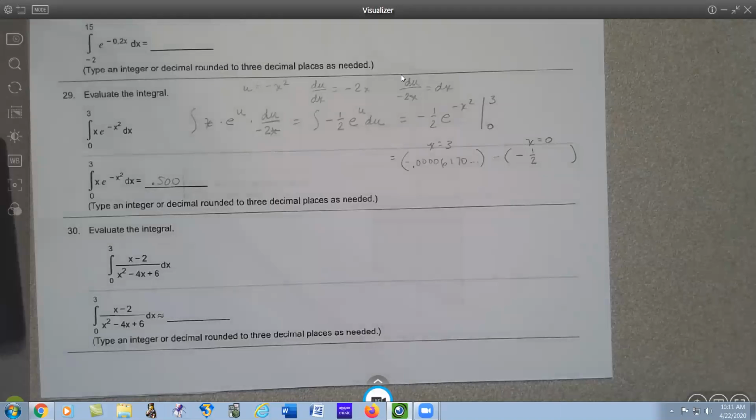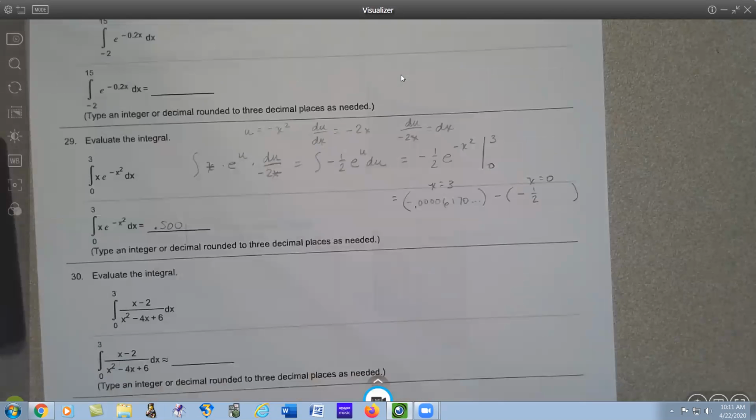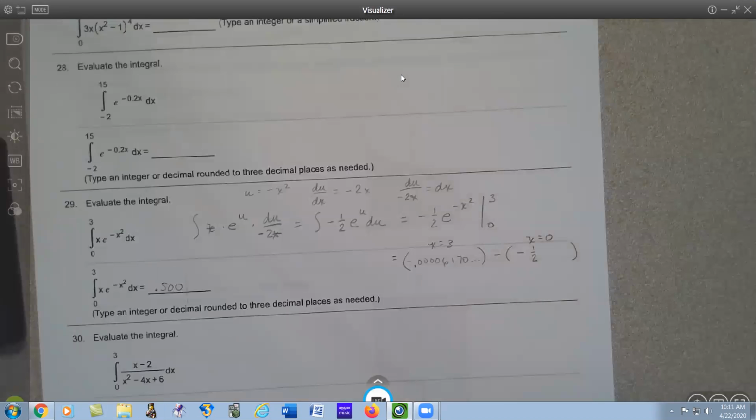So how about some other problems, guys? We can look through here and see if there's any that catch your eye. Could you look at number 38? 38? Yeah.